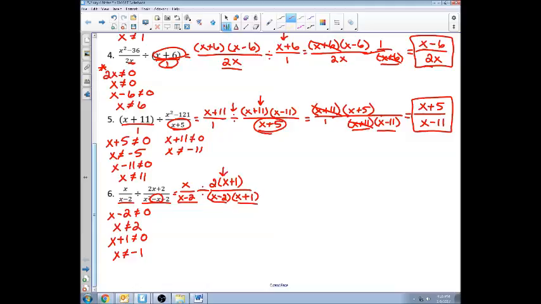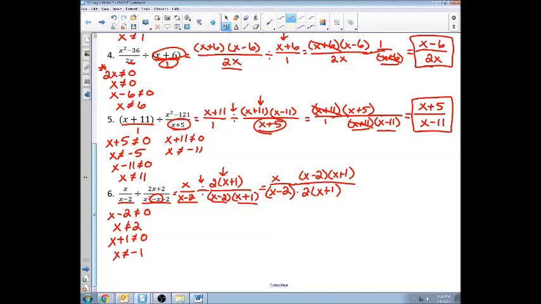I need to flip my second fraction and flip the division sign. So x over x minus 2 stays the same. I'm going to multiply. X minus 2, x plus 1 go to the top. I'm flipping my fraction here. And 2 times x plus 1 come to the bottom. Make it one big fraction by putting some multiplication signs in there.